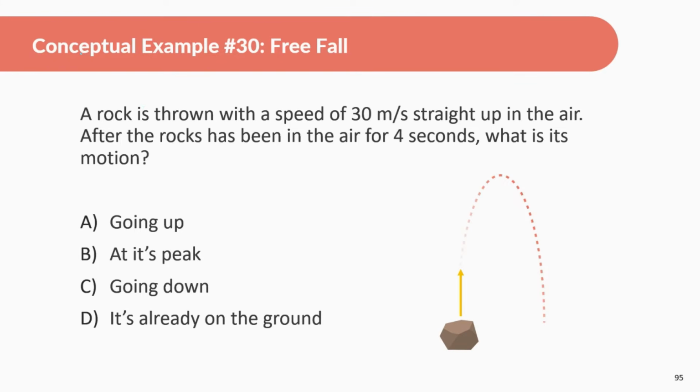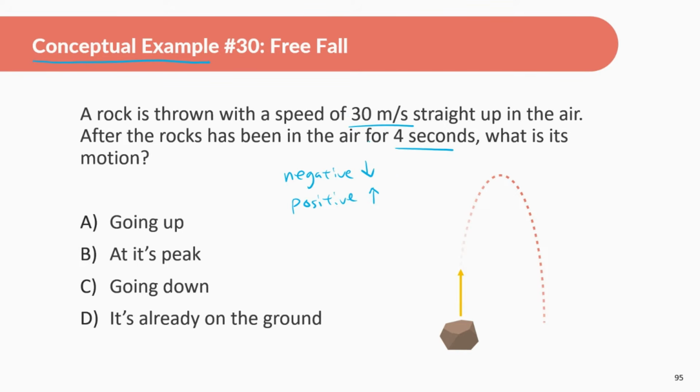So again, this is a conceptual example, but you can actually try to do this mathematically. And if you do it mathematically and you get a negative answer, you should know that it's going down. But if you get a positive answer, you should know that it is going up. Okay? So if you want to double check your work, you could do that. But I'm just going to be doing it conceptually because that's what the problem is.